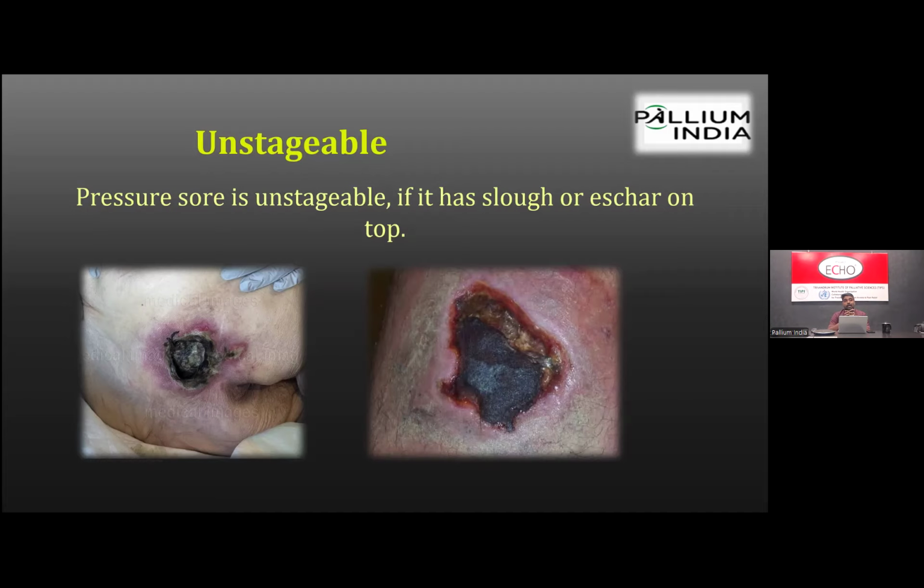Actually, the eschar is a difficult situation for absorbing medicines. Whatever we apply, as an ointment or anything, will not be absorbed by the wound cells. So here this eschar we need to remove surgically, manually or chemically. Then only we can proceed further with wound management. So this one we number as stage 5, naming it unstageable.